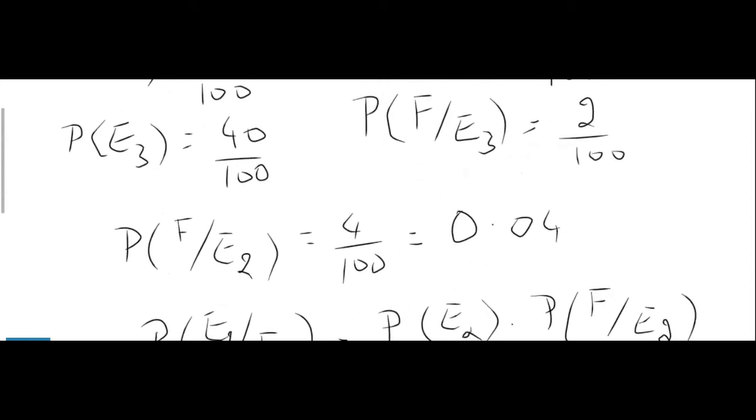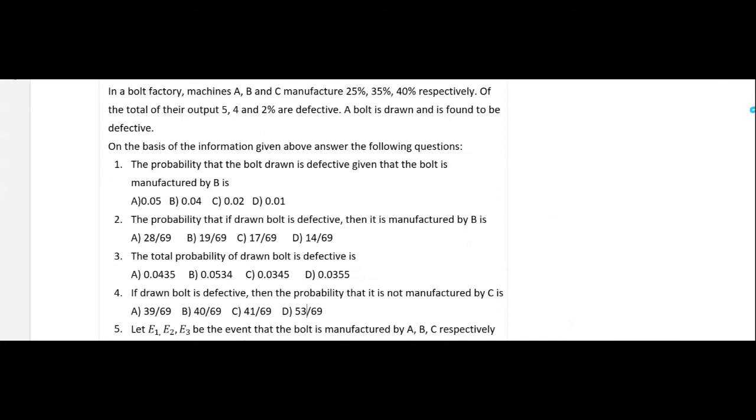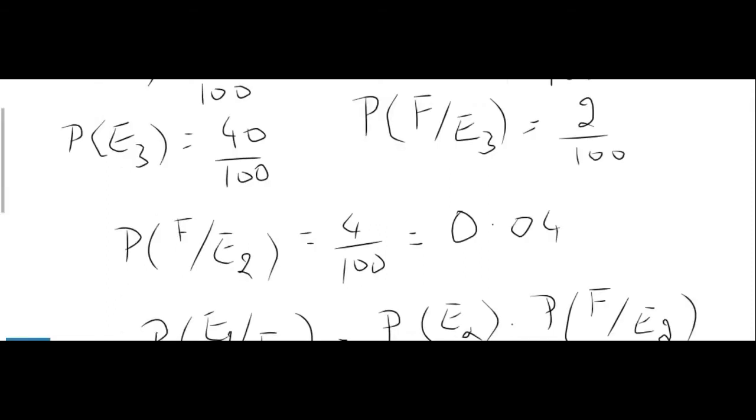Now they are asking you the conditional probability that the bolt drawn is defective, given that the bolt is manufactured by B. So the required probability will be P of F by E2, which is equal to 4 by 100, which is nothing but 0.04. The second subdivision is the probability that if the drawn bolt is defective, then it is manufactured by B is 28 by 69, 19 by 69, 17 by 69 and 14 by 69.